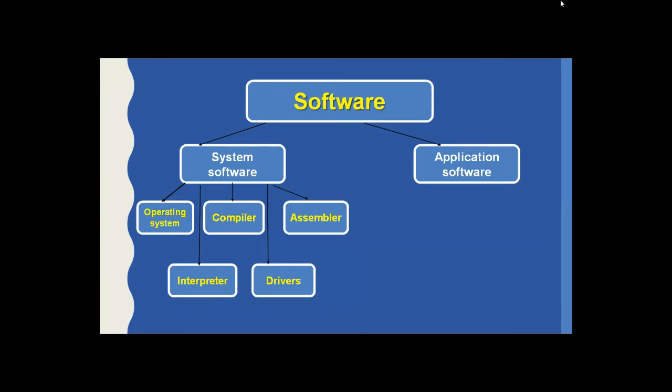Same like that, application software is further divided into two classifications, that is package and utility. This is the main structure of software. I'm repeating, giving you a little overview of software: we have two main classifications of software, system software and application software, and these are further divided into more categories. So in the next slides, one by one, we will discuss each classification of software.